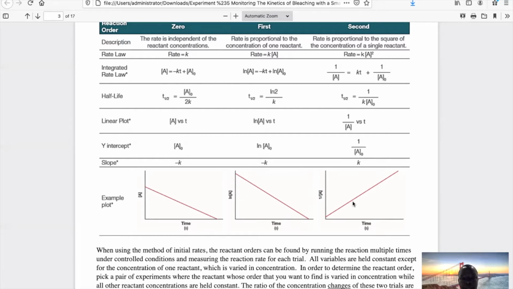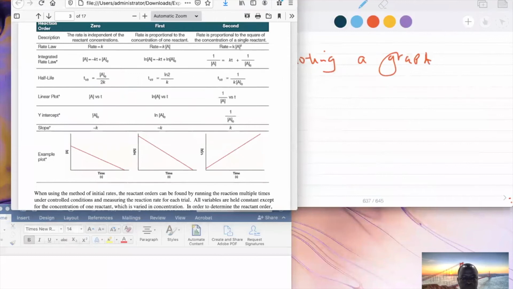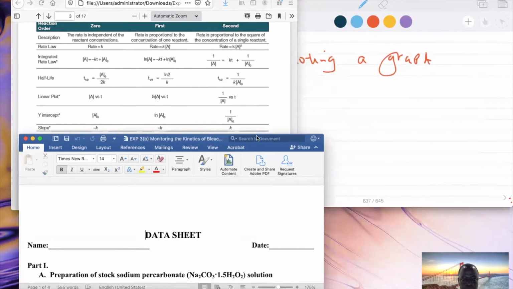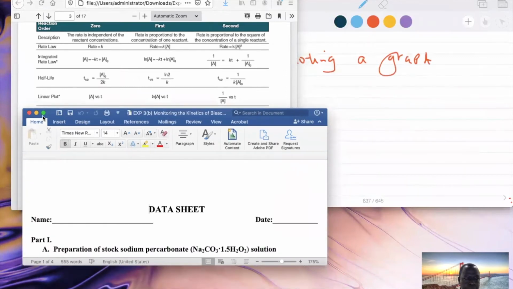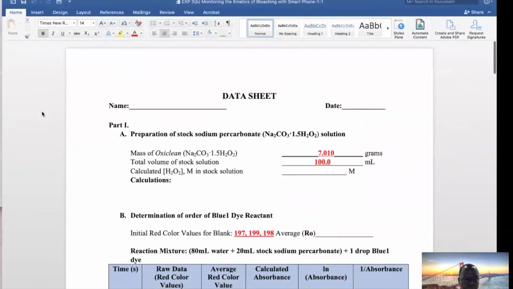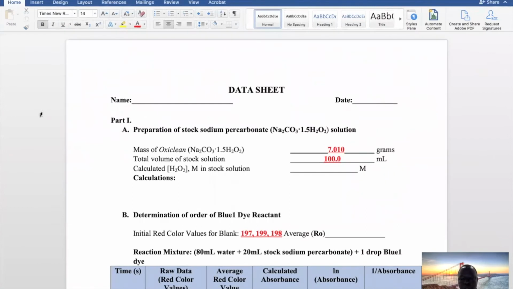I want you to download this data so that you'll have it before you when you will be completing the data sheet. Here is the data sheet, and I just want to go step by step on how to fill in the data sheet. You need to fill in your name and the date. This is the suggested mass of OxyClean. And if you look at the OxyClean, it has peroxide.